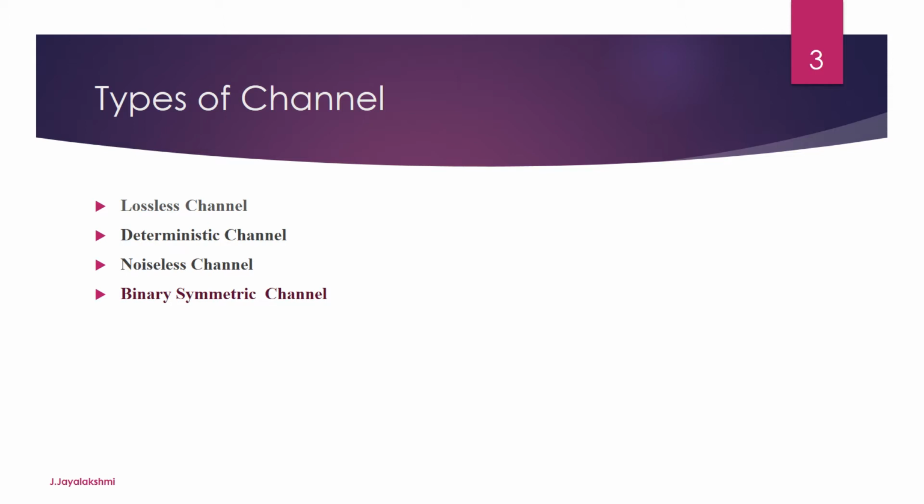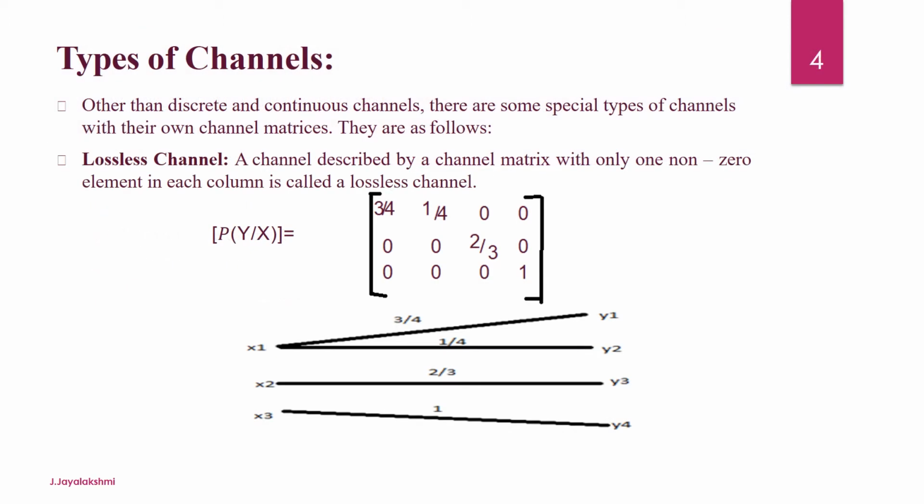Basically, the channels are characterized into four: lossless channel, deterministic channel, noiseless channel, and binary symmetric channel, apart from the ones which we have already seen, that is your discrete channel and the continuous channel. So we'll see one by one in detail. First, we'll see what is a lossless channel.